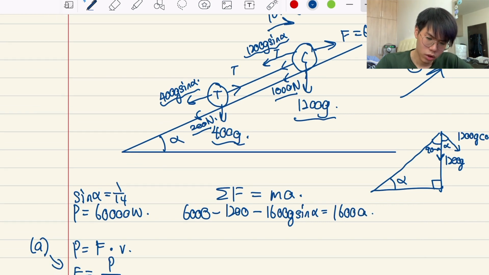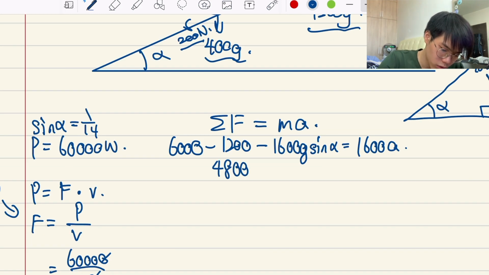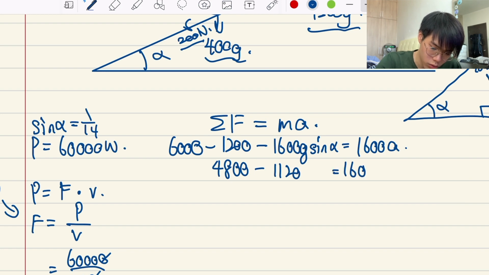Okay, in here you will notice that I didn't write down T, because the tension is in both directions, in opposite directions. So one of them is positive, right? And the other is negative. Since they have the same magnitude, they will cancel out. 400 divided by 14 times 9.8, 1120, 1600a.